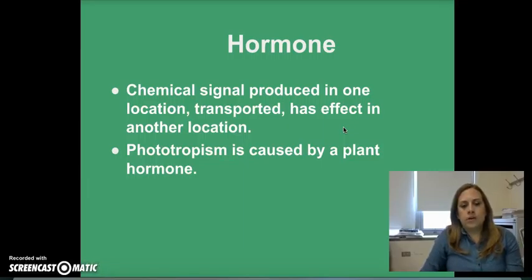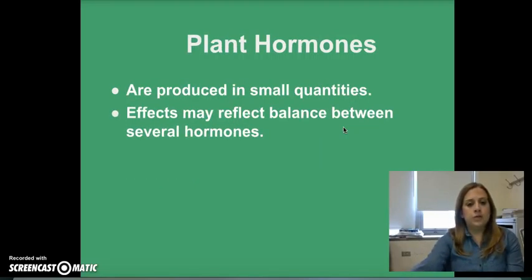And so what I've been talking about is that auxin is a plant hormone. So a hormone is a chemical signal that's produced in one location, and then it's transported and has an effect in another location. And so phototropism is caused by a plant hormone.